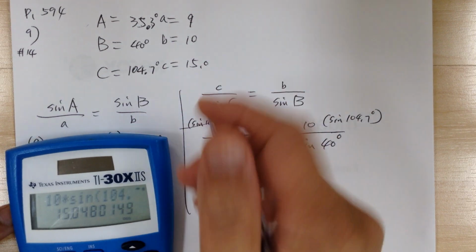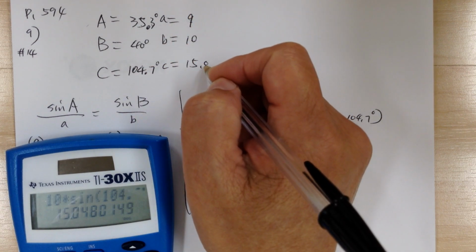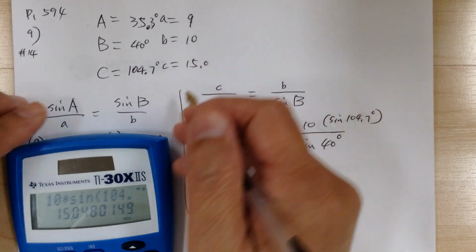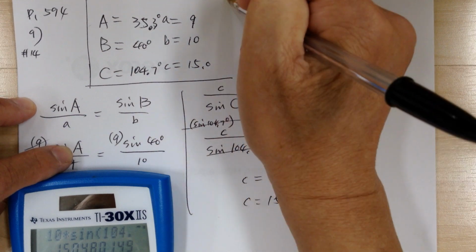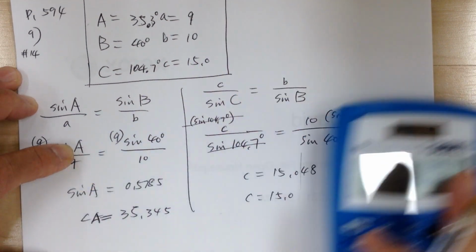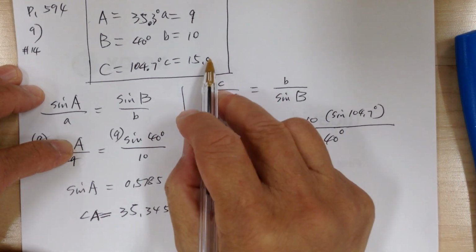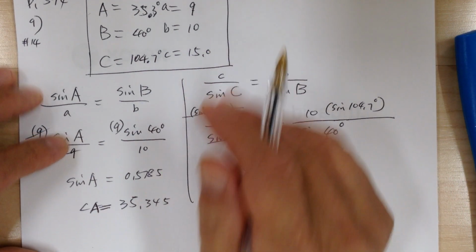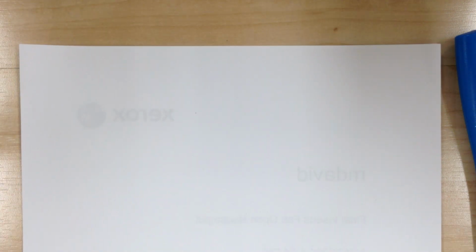In the book answer, it has 15.1. That's okay. Again, like I said, it depends on how many digits you carry, and also on whether you use a calculator or the table. So if your last digit is off slightly, that's okay. Let's go to the next one.